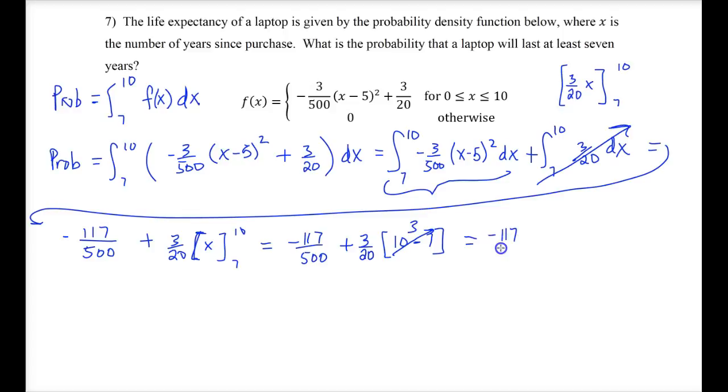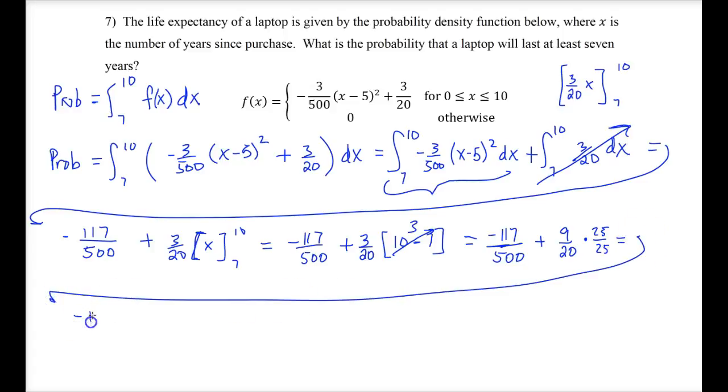So now from there, we've got negative 117 over 500 plus 9 over 20. All right, so to finish this out, we know that the least common denominator between 500 and 20 is just going to be 500. In particular, 20 times 25 is 500. So we could multiply numerator and denominator by 25 here. And of course, 25 times 9 is going to give us 225. So when we finish this out, this will be negative 117 plus 225, all of that divided by 500. Of course, 225 minus 117 just gives us 108.